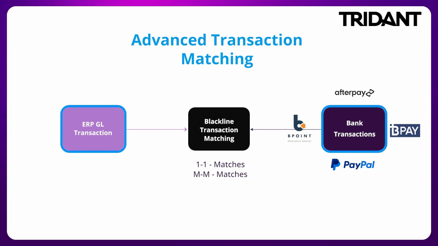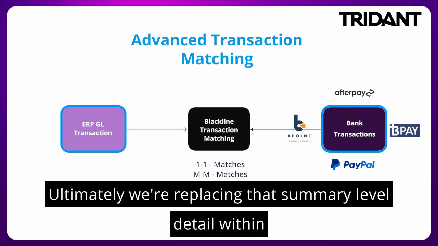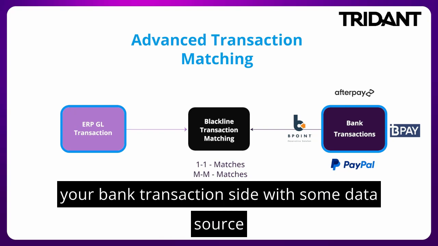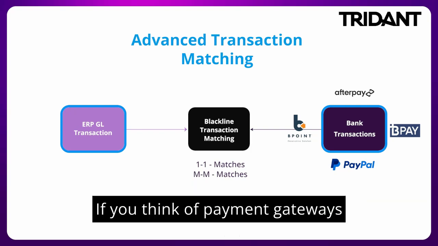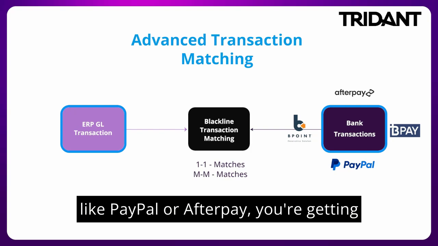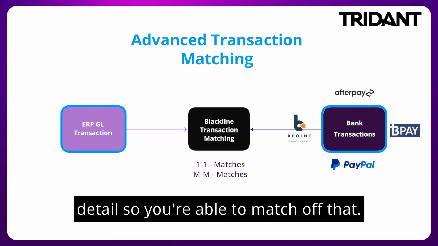So, advanced bank reconciliation is really where we start to incorporate those other data sources into this matching process. If you think in Excel terms of a find and replace, ultimately we're replacing that summary level detail within your bank transaction side with some data source that has the detail that underpins that. So if you think of payment gateways like PayPal or Afterpay, you're getting settlement payments on your bank side, we can now start to bring in that detail. So you're able to match off that.